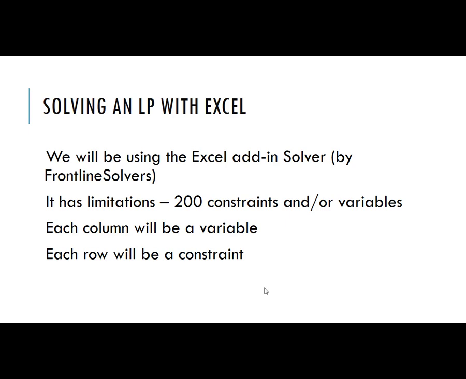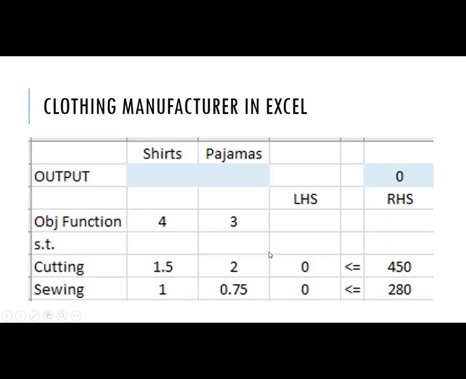And then what we want to do is within Excel, within a worksheet, each column is going to be a variable. And then we'll have each constraint be its own row. So here is what we're going to try to end up having for shirts and pajamas for the clothing manufacturer.